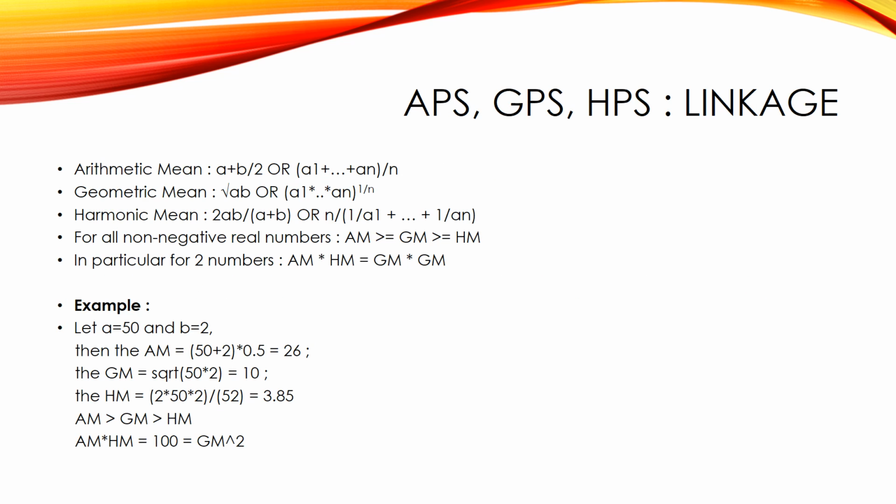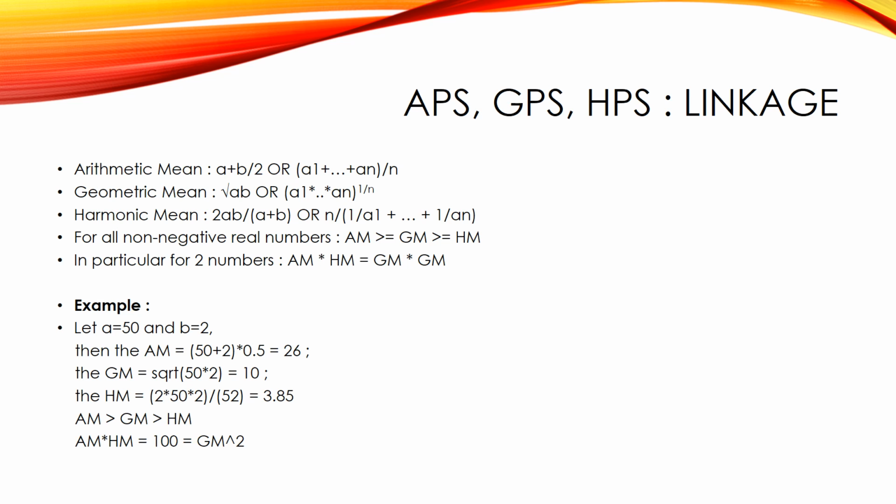APs, GPs, HPs, linkage. Each progression provides us a definition of mean. Arithmetic mean is (a + b)/2, or (a_1 + ... + a_n)/n. Geometric mean is root of ab, or (a_1 times ... times a_n) to the power 1/n. Harmonic mean is 2ab/(a + b), or n/(1/a_1 + ... + 1/a_n). For all non-negative real numbers, AM >= GM >= HM. In particular, for two numbers, AM times HM is equal to GM times GM.